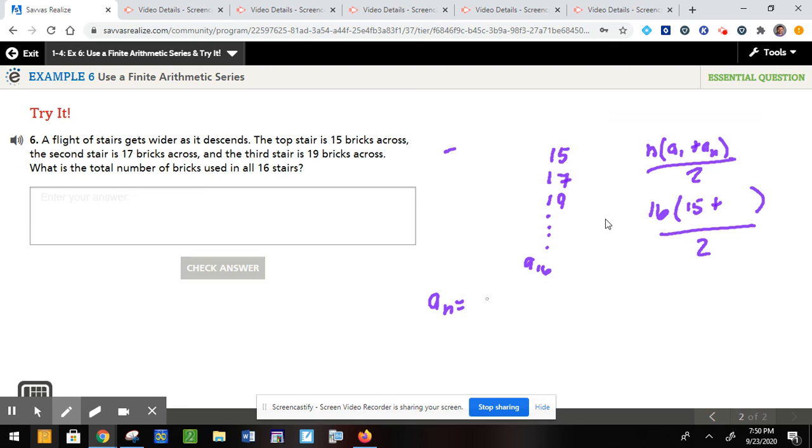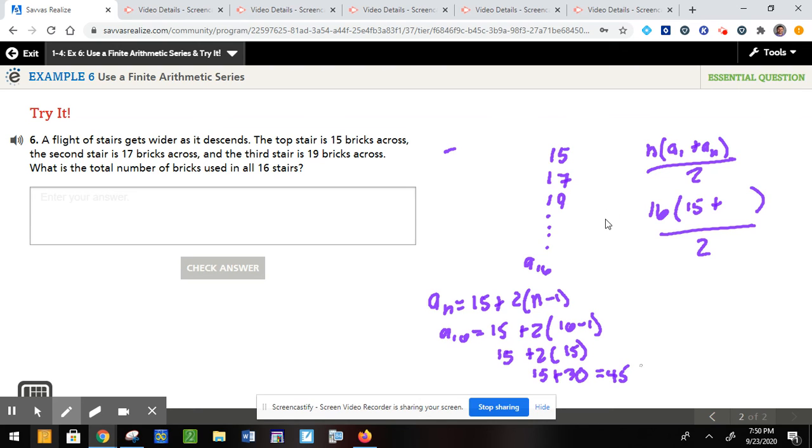a sub n is equal to the first term plus the common difference. Well, the common difference is 2 because we're adding 2 bricks for every row, and then multiply that by n minus 1. If n is 16, a sub 16 is going to equal 15 plus 2 times 16 minus 1. 16 minus 1 is 15, so it's 15 plus 2 times 15, 15 plus 30, and you get 45. All right, so you got 45 there.